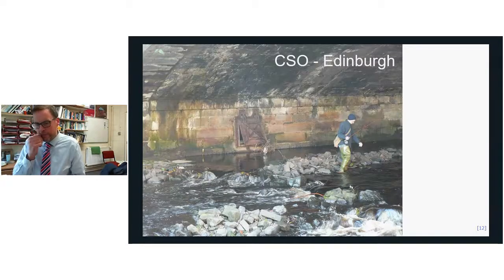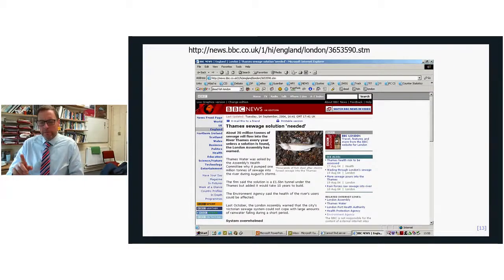This one's in Edinburgh on the Water of Leith in Stockbridge. So I won't spend a lot of time on this because I went through this in the introductory slides, but basically back in 2004 there were a lot of CSO spills into the River Thames. This resulted in fish kills because the pollutants in the CSO spills consumed the oxygen in the water, and it became quite newsworthy.